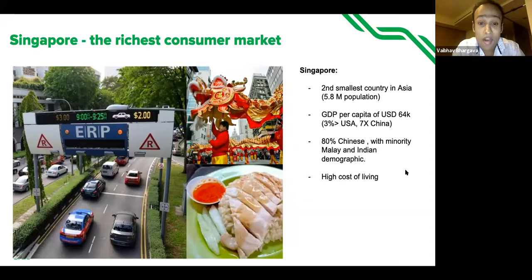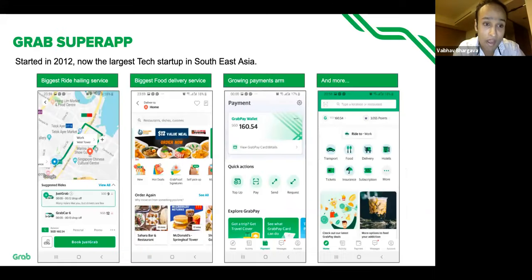A bit about Grab, for those of you who may not know. Grab is the biggest ride-hailing service in Southeast Asia. It is now also the biggest food delivery service in the region. It has a growing payments arm, a lot of investment into fintech, like lending and money transfers, being a wallet, and so on. And it's also got a bunch more things. If you see the screen on the right, you can see hotels, you can see movie tickets, you can see insurance. So there's a lot going on.